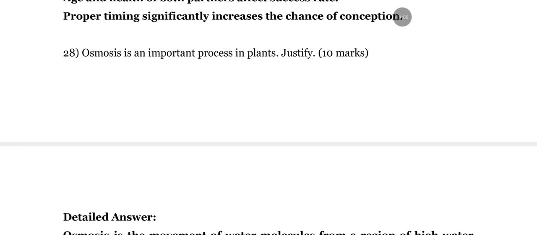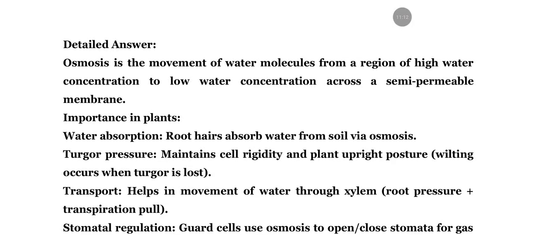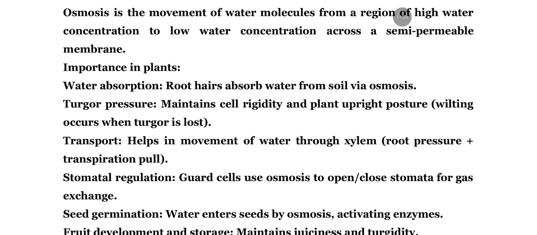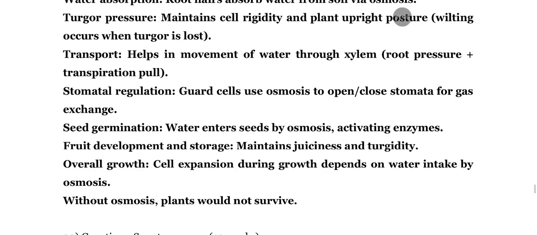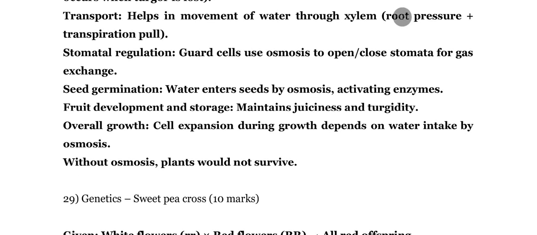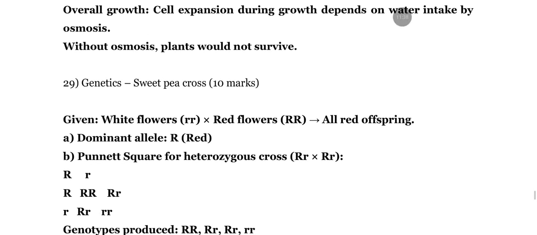Being asked, why is osmosis an important process in plants? We know osmosis is the movement of water molecules from a region of high water concentration to low water concentration across a permeable membrane. It is important in plant water absorption, transport, turgor pressure, stomata regulation, seed germination, and overall growth. The expansion during growth depends on water intake by osmosis. Without osmosis, plants will not survive.